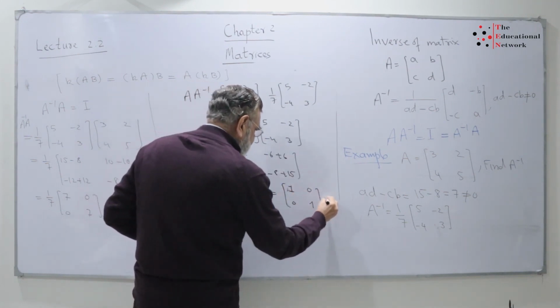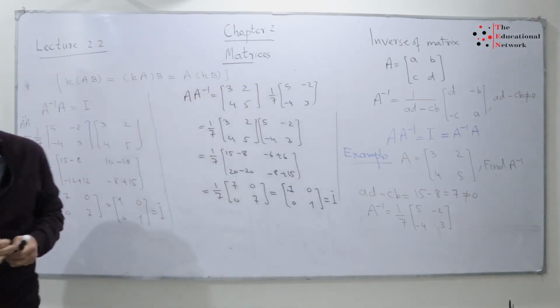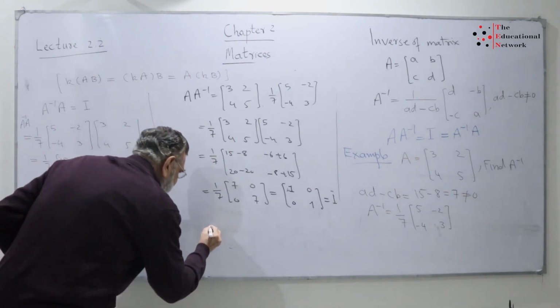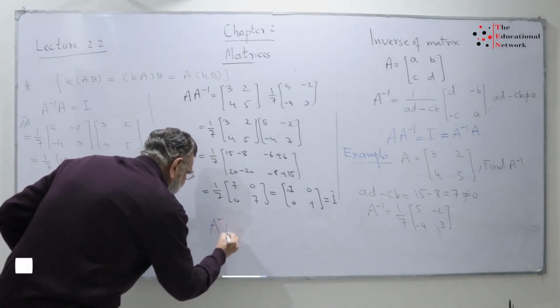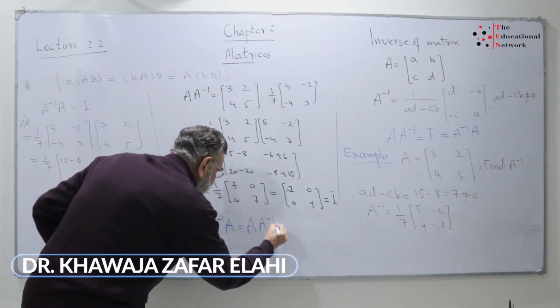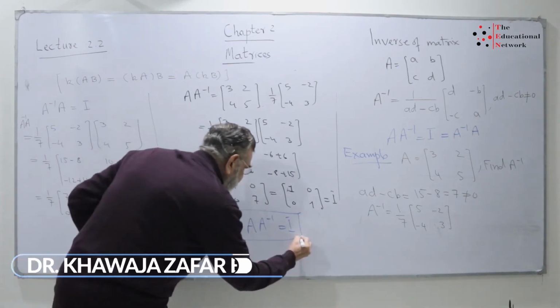And that's my I. So I can write the property which I mentioned, that this is the property we are going to discuss. That's A inverse A is equal to A A inverse is equal to I. So this is the property of the inverse of the matrix.